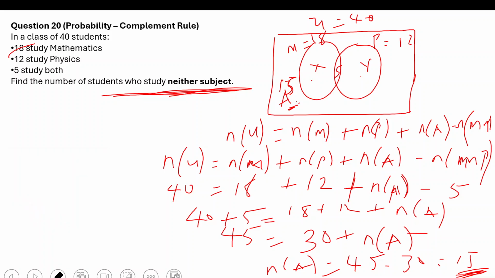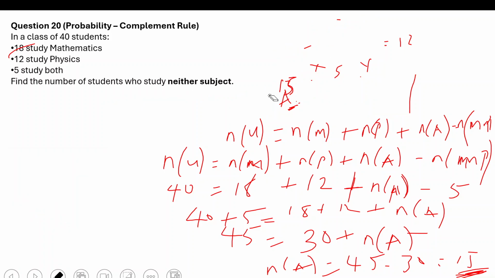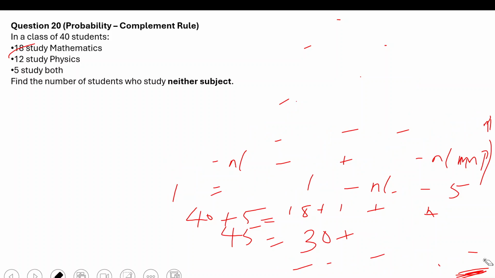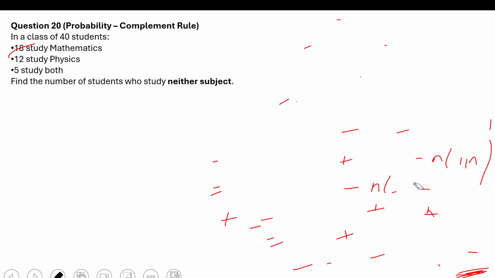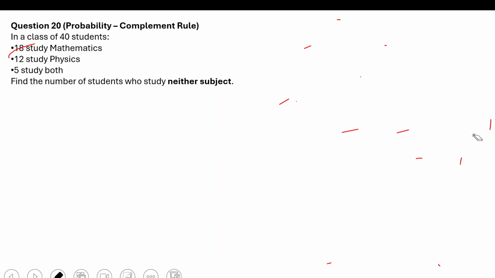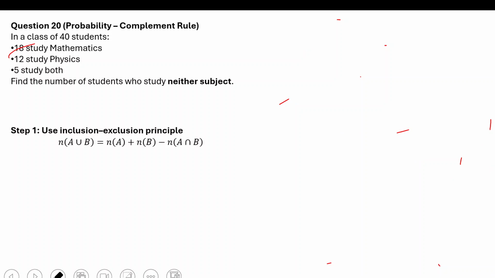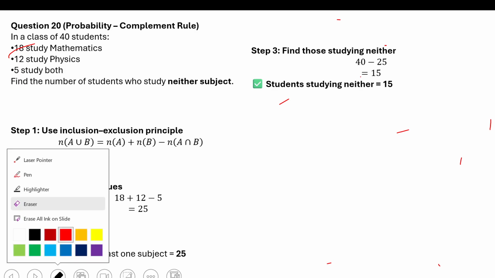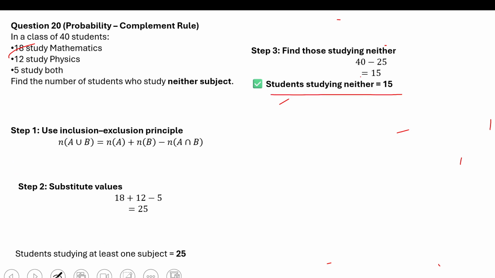So I will take this thing off so I can have a cleaner representation of what I am intending to show us. Without the diagram, this is the inclusion exclusion principle. So the number of students studying neither subject is 15.